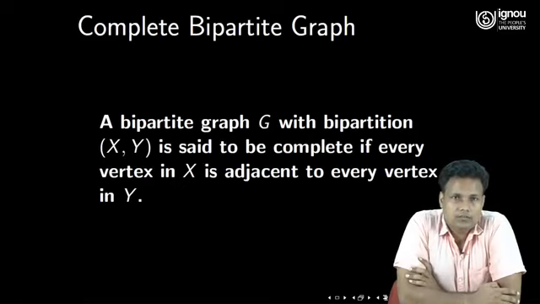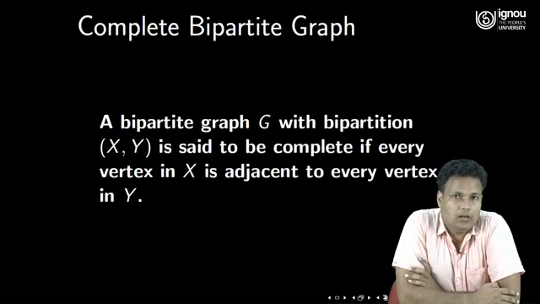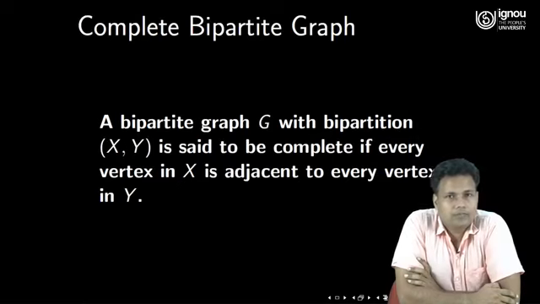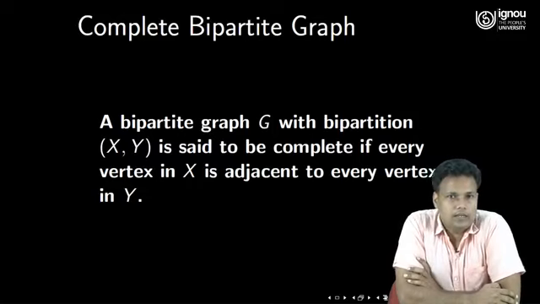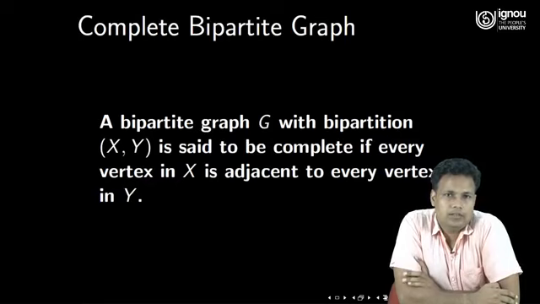Okay, now let's look at the definition of a complete bipartite graph. In a bipartite graph, we have seen that every edge has one endpoint in one partite set and another endpoint in the other partite set, right? So in a complete bipartite graph, every vertex in one partite set is adjacent to every vertex in the other partite set. In that case it is called a complete bipartite graph.